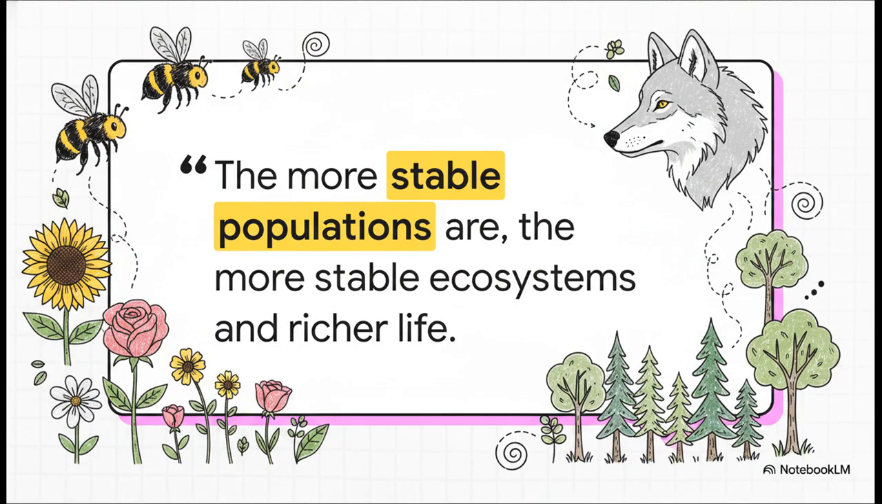So, what does this all mean? Well, it points to one undeniable truth. The more stable populations are, the more stable ecosystems are, and the richer life on our planet becomes. Everything is connected. When a population of bees is stable, the flowers get pollinated. When a population of wolves is stable, the entire forest stays balanced.